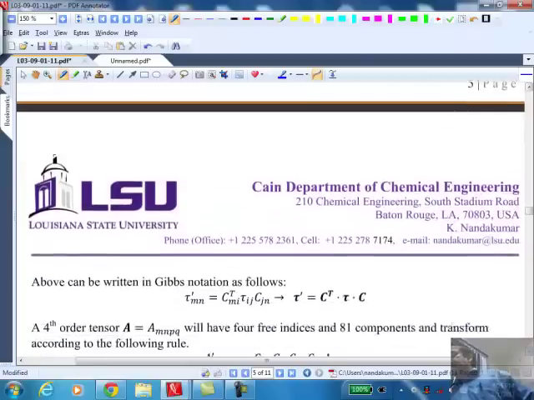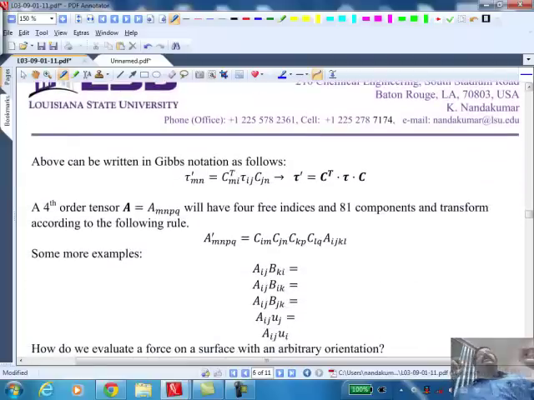And this is a Gibbs notation of writing that. And remember, a dot product is equivalent to a repeated index. I just threw this now. Fourth order tensor, A equals M, N, P, Q. Okay, so that's all it is. A fourth order tensor will have 4 free indices.